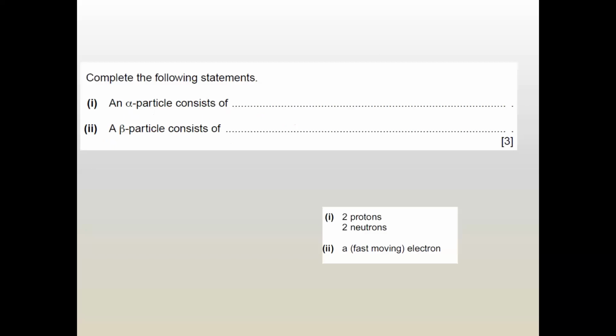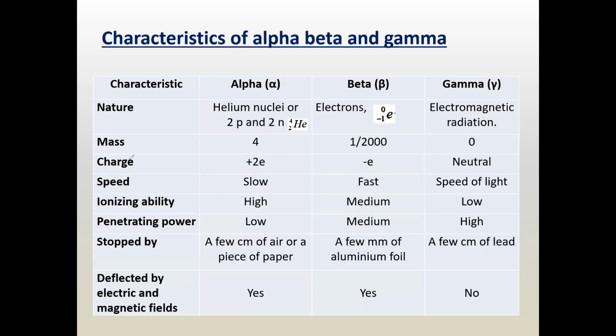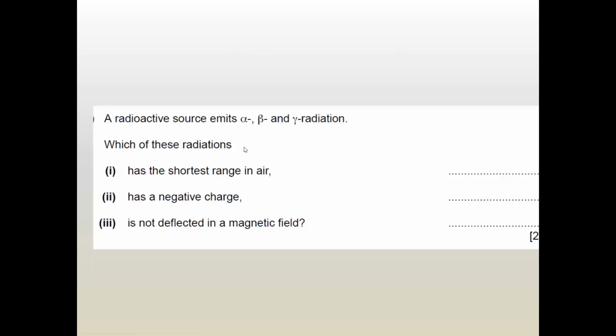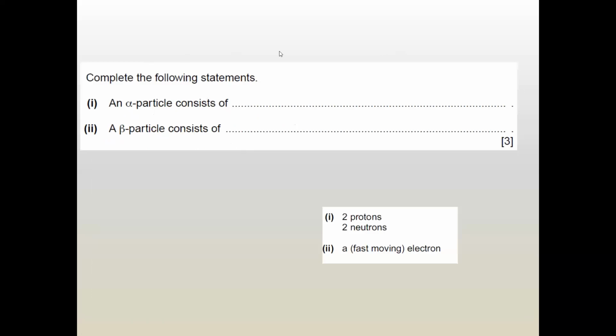So complete the following statement. Alpha particle consists of, so again, this is related to the table. What does an alpha particle consist of? It consists of 2 protons and 2 neutrons. What does beta consist of? Electron. Beta consists of a fast moving electron.